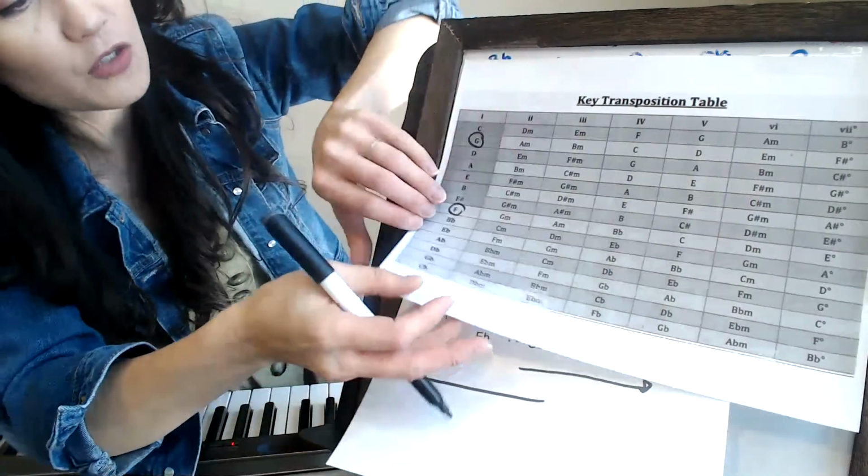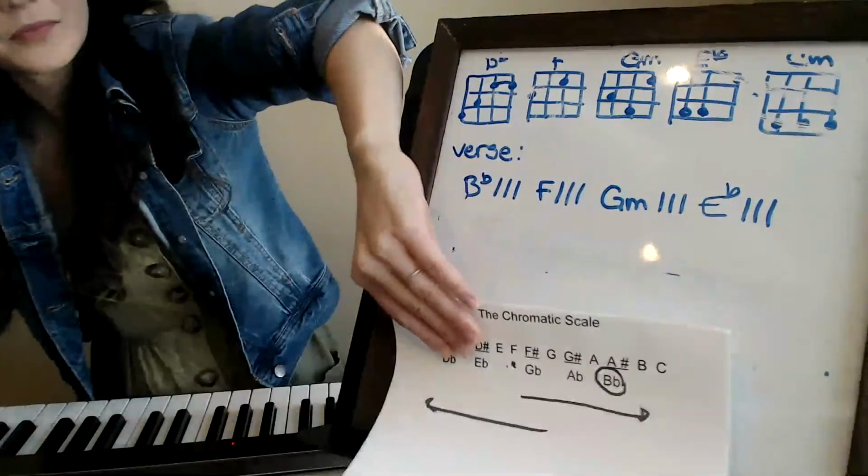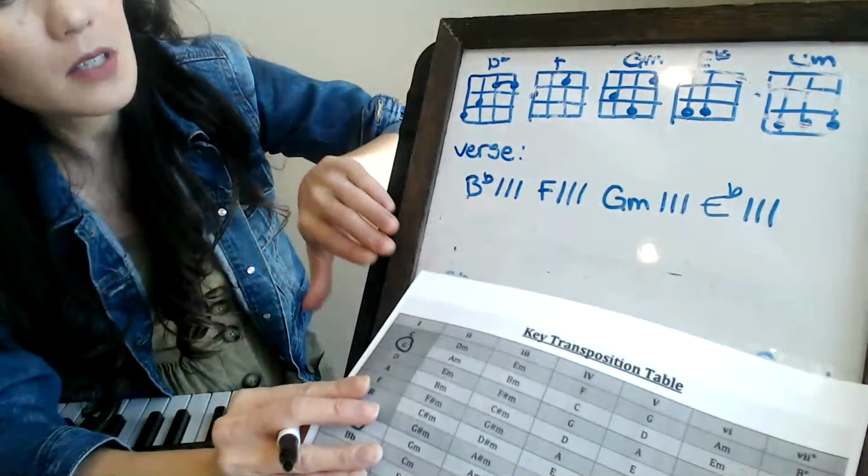So I'm taking my Nashville number chart. Just going to do this here. We're transposing to the key of C.